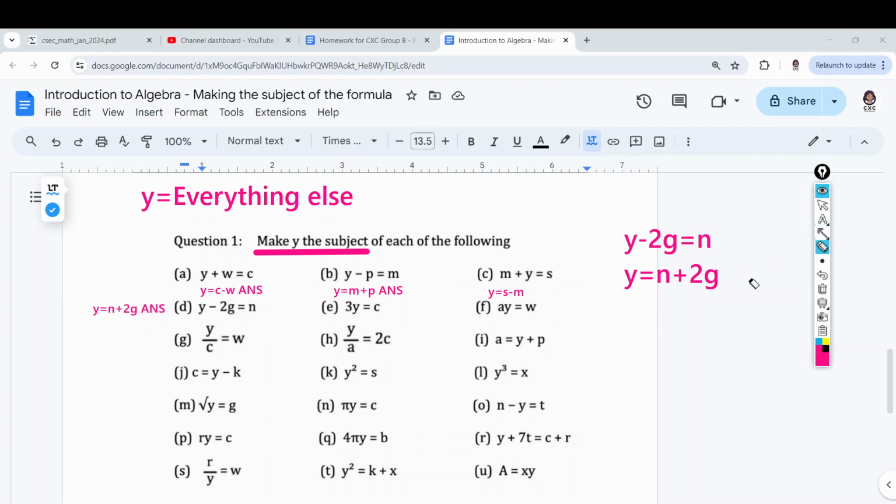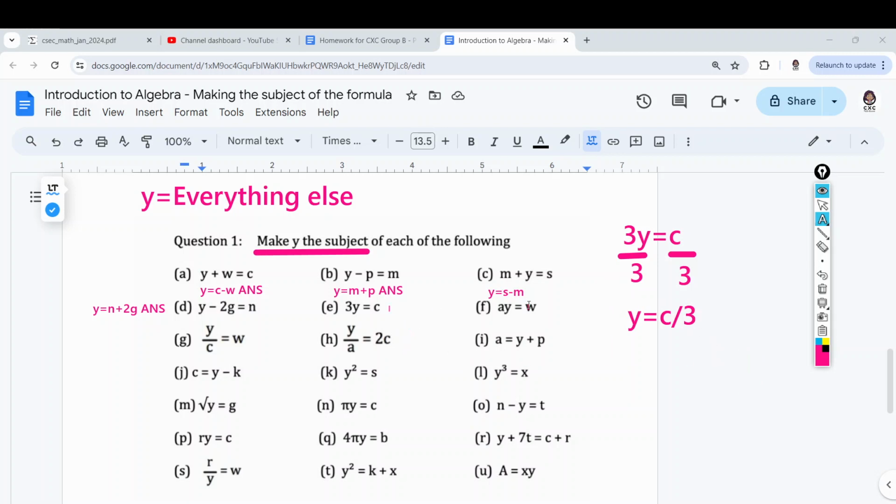Okay, so let's look at this now. Number 5E is kind of different. So guys, for these types of making the subject questions, we have 3y is equal to c. We need to get rid of the 3 beside the y, guys. We need y is equal to everything else, not 3y. So the only way to get rid of that 3y is to divide both sides by 3. And if we divide both sides by 3, then we're simply going to get y is equal to c over 3. And that's the answer. Does that make sense, guys?